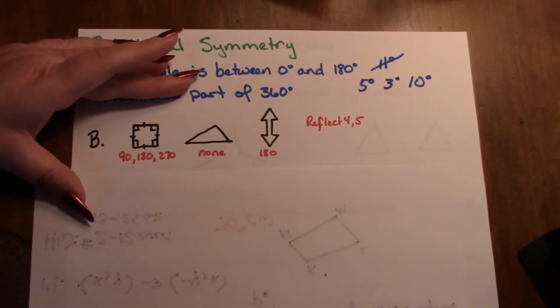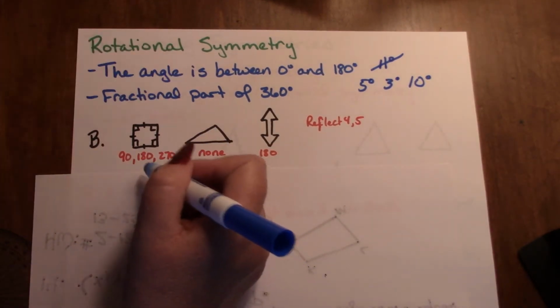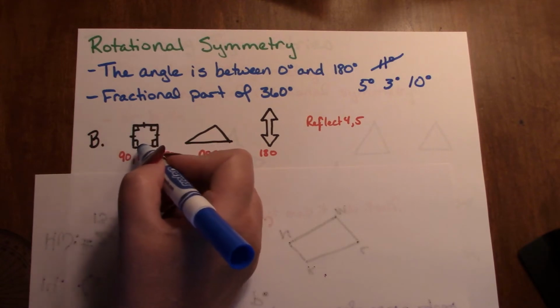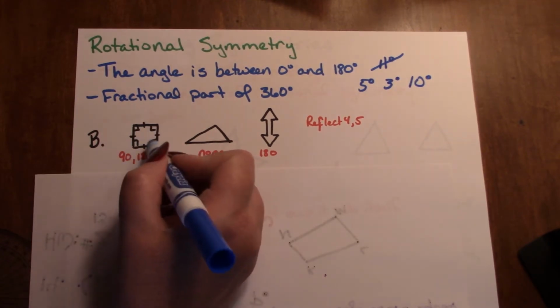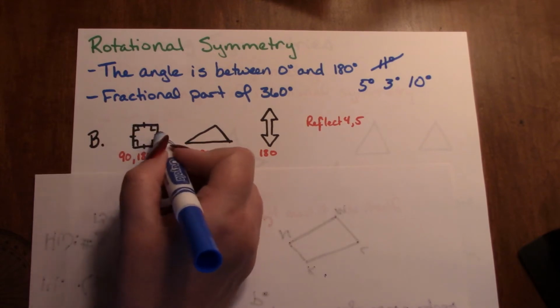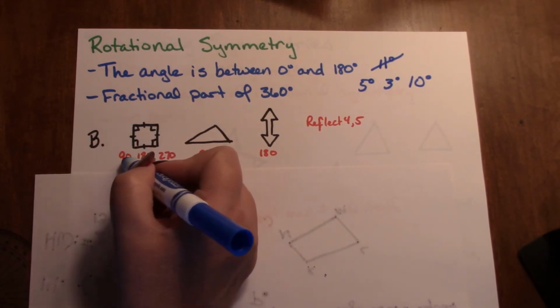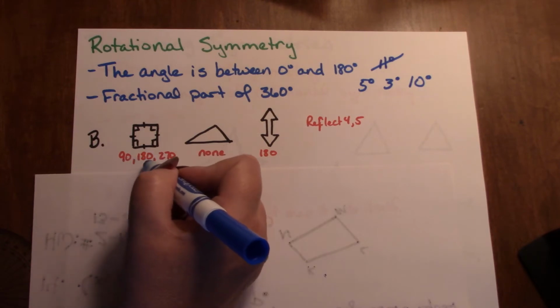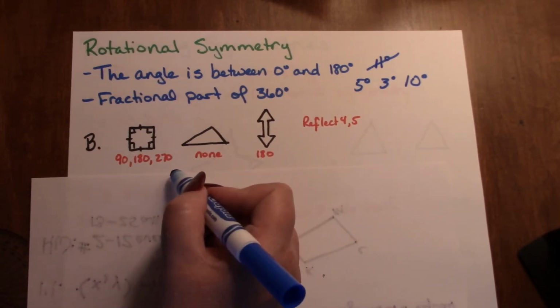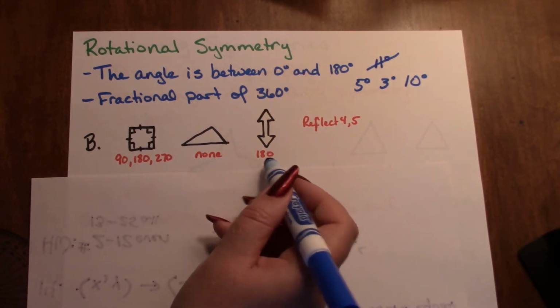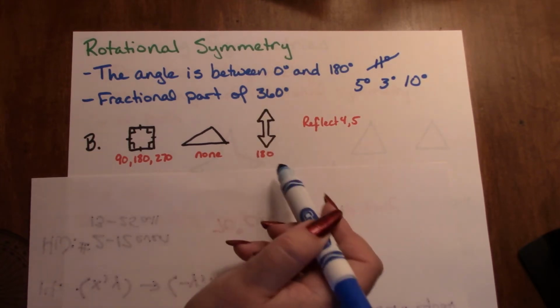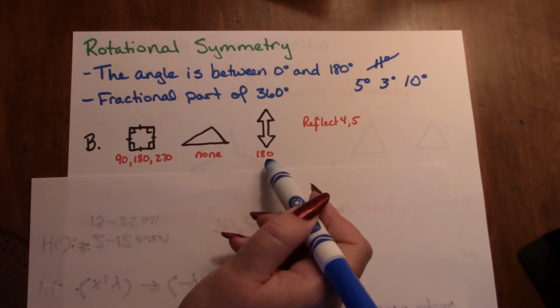So here is number B, and we're looking at some of the shapes, and it's given us a square, and it tells us it's a square because it's got 4 90-degree angles and all of the sides have the same length. So we can rotate this 90 degrees, 180 degrees, or 270 degrees. This has no rotational symmetry, and this has rotational symmetry if you rotate it 180 degrees, but that's all.